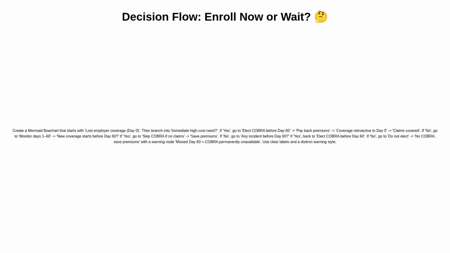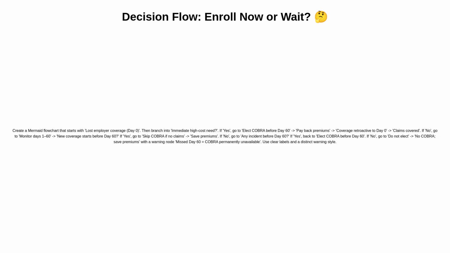This flowchart starts at the point where your employer coverage ends on day 0. First, it asks whether you have an immediate high-cost medical need. If yes, you would elect COBRA before day 60, pay the back premiums, and your coverage would retroactively apply to day 0, which means claims from that period are covered. If there is no immediate need, the chart directs you to monitor the situation during days 1 through 60. Next, it checks whether new coverage begins before day 60, such as through a new job or marketplace plan. If new coverage starts and you have no claims from the gap, you can skip COBRA and avoid the premiums.